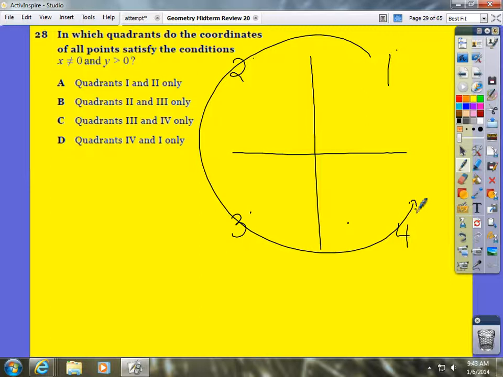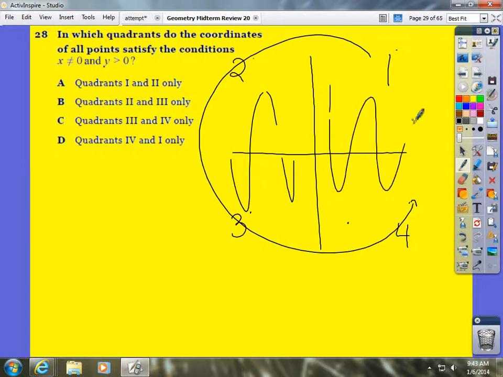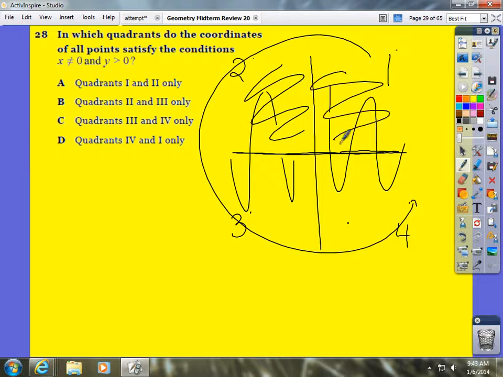And y is greater than 0. That means, okay, here's our y's, and it has to be above 0. So we've got all of these, okay? Which one does it fit in both? In both ways, it's quadrants 1 and 2 only. Okay, if the y was less than 0, it'd be quadrants 3 and 4, but it's greater than 0.